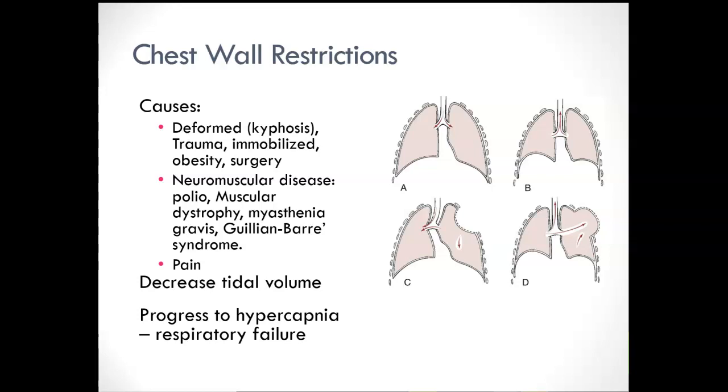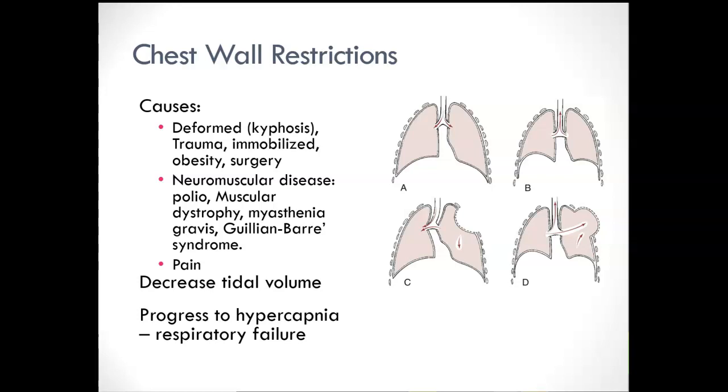Things like neuromuscular disease, like muscular dystrophy, myasthenia gravis, Guillain-Barré. I'm thinking of like Lou Gehrig's disease. Those things can all restrict chest wall movement, even pain.